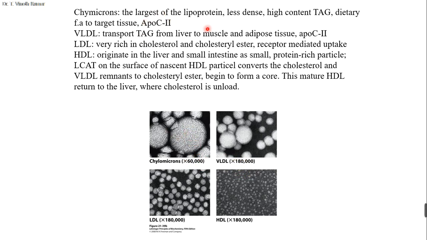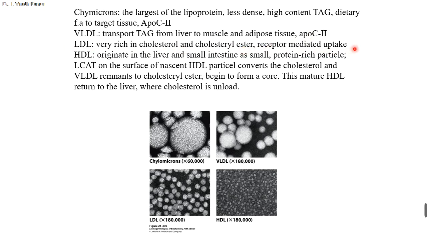Chylomicrons are the largest of the lipoproteins, less dense, with a high content of triacylglycerol and dietary fatty acid, targeting the tissues through the ApoC2 protein. The VLDL transports triacylglycerol from liver to muscle and adipose tissue, and its protein composition includes apolipoprotein C2. The LDL is very rich in cholesterol and cholesterol ester.